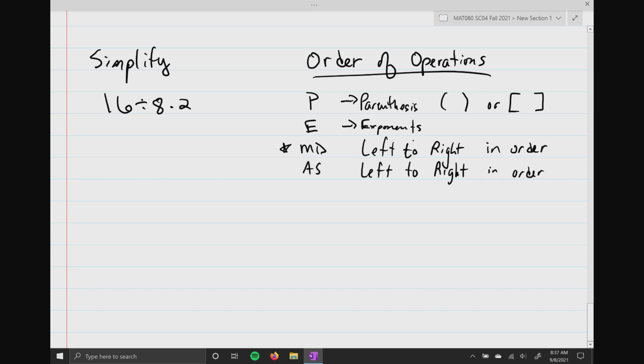So for our example, if you read it out loud, you will know the order. 16 divided by 8 times 2. We are forced to do 16 divided by 8 first because division and multiplication are equal in terms of priority, but you do them from left to right. So 16 divided by 8 is 2. And lastly, 2 times 2 is 4. So the answer is 4.